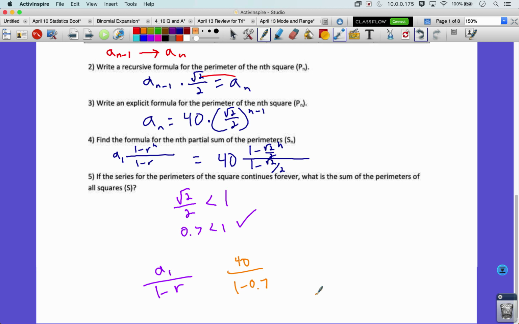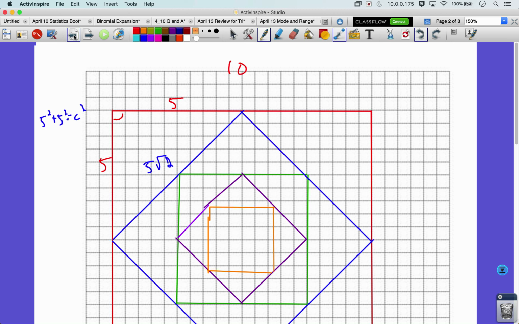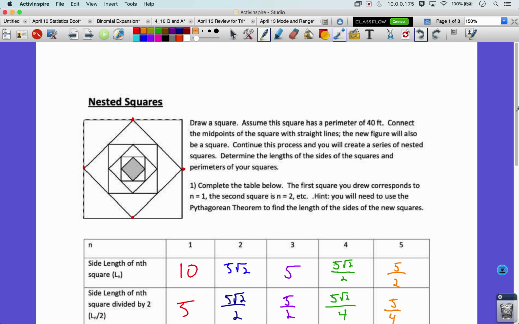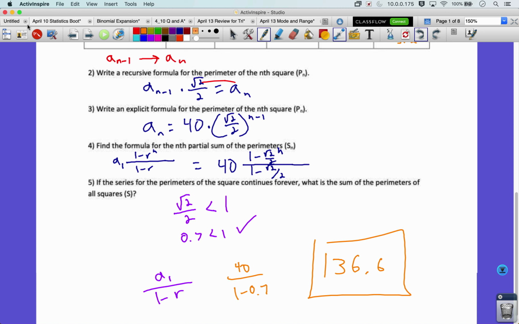When I do this in my calculator, I'm going to actually plug in square root of 2 over 2, so I get all of the decimals for that 0.7. I'll do 40 divided by 1 minus second answer. I get 136.6, we'll say. All right. So I know I basically did this whole first one for you, but that's not going to be the case for the next ones going forward.